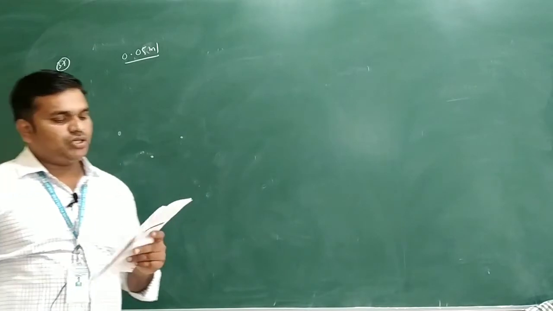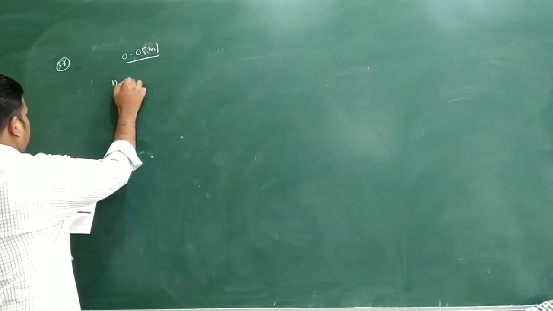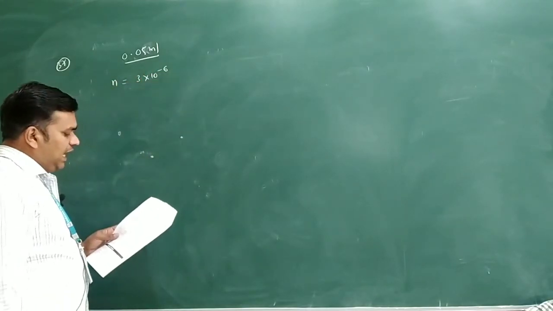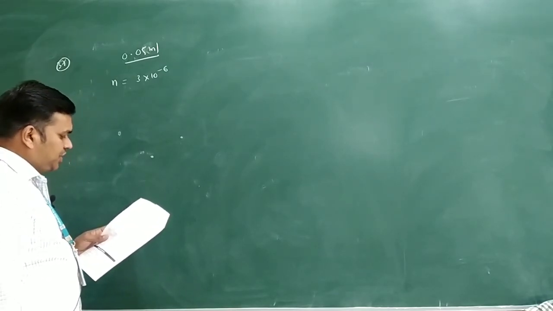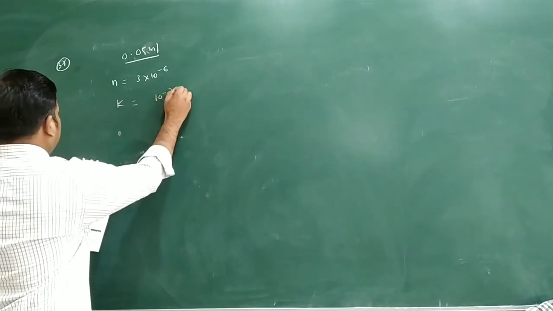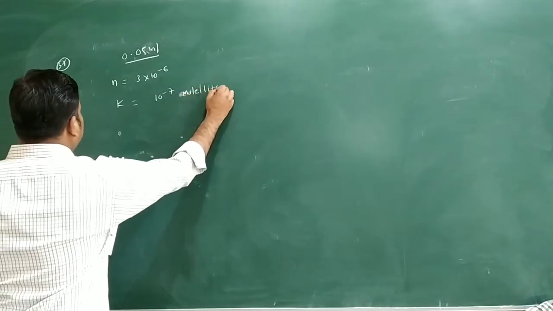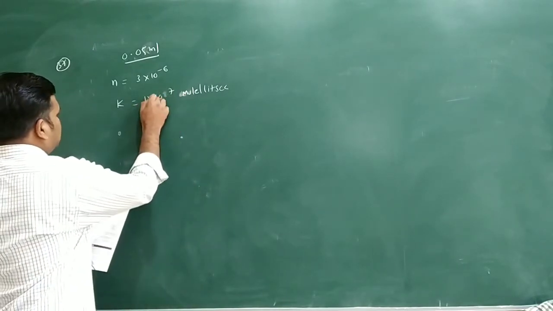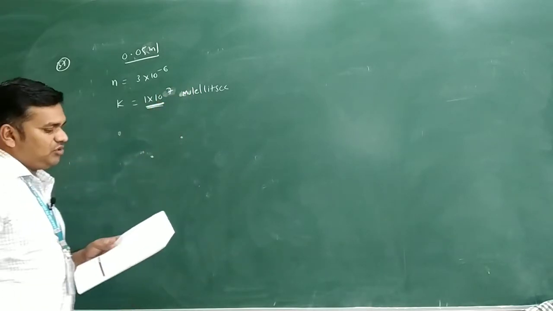In it, 3 into 10 power minus 6 moles of H plus ions are present. The number of moles is given as 3 into 10 power minus 6 moles of H plus. And the rate constant for the disappearance of H plus, K, is given as 10 power minus 7 mole per liter second. You change this value into 1 into 10 power 7, otherwise you don't get the answer for this question.